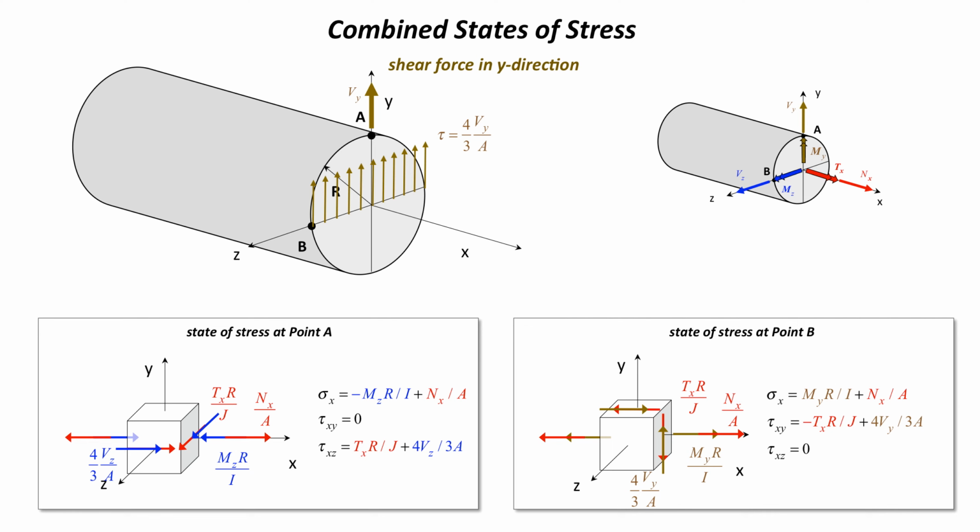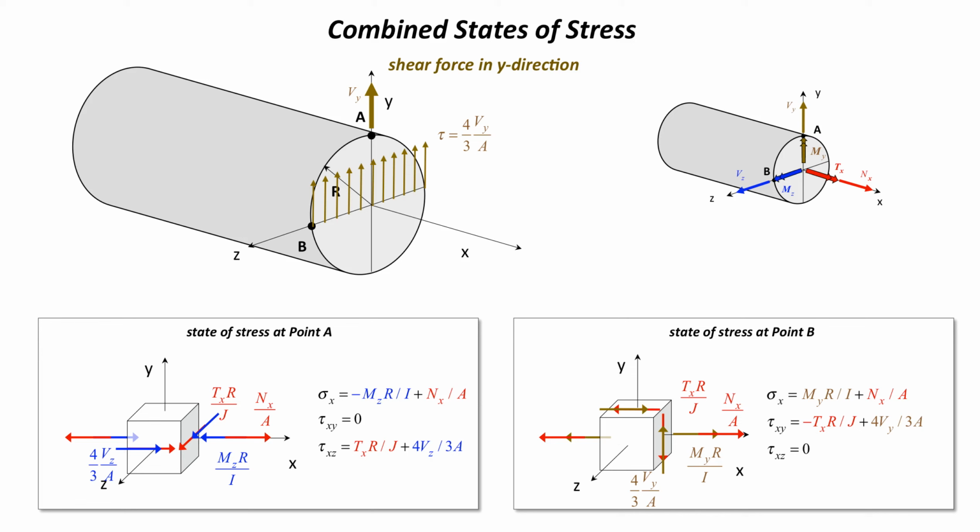On B, it's a different case. We still have the normal stress equal to Nx over A, but in this case, it's the bending moment My that makes a contribution to the normal stress. The torque puts its shear stress in the negative y direction of Tr over J, and the shear force Vy puts a shear stress at B in the positive y of 4 Vy over 3A.